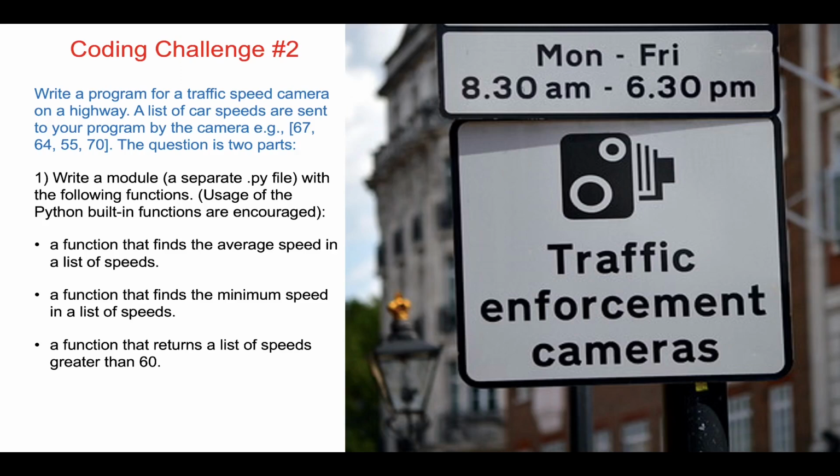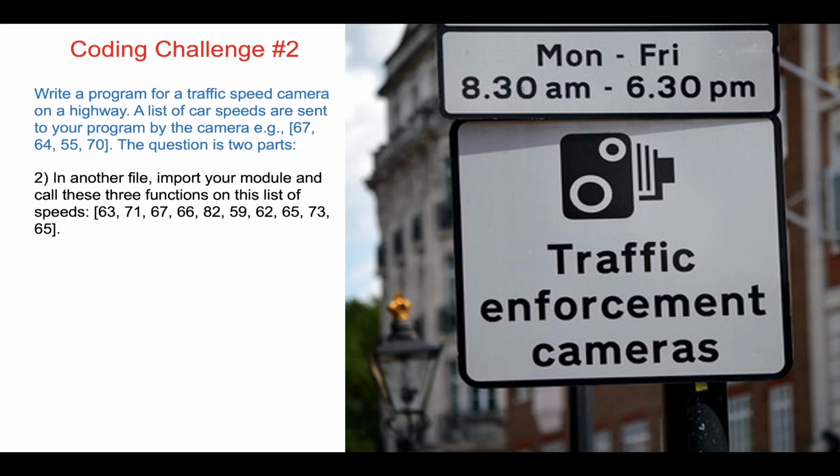The question is two parts. First, write a module, a separate Python file, with the following functions. Usage of Python built-in functions is encouraged. A function that finds the average speed in a list of speeds, a function that finds the minimum speed in a list of speeds, a function that returns a list of speeds greater than 60. Part 2. In another file, import your module and call those three functions on this list of speeds.